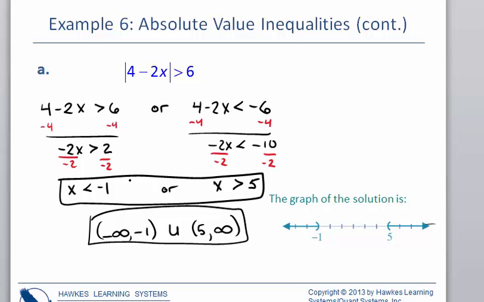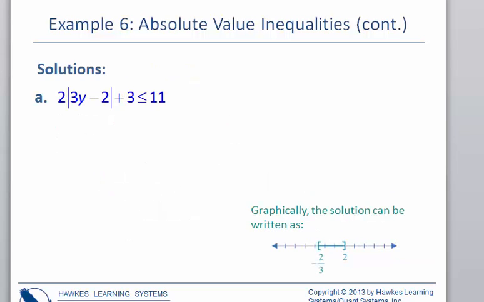All right, let's look at a second example. This is actually part B of this example. We have 2 times the absolute value of 3y minus 2 plus 3 is less than or equal to 11.